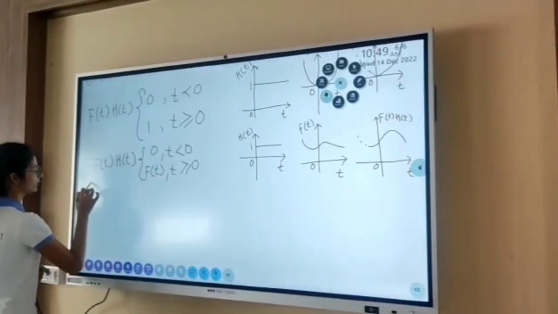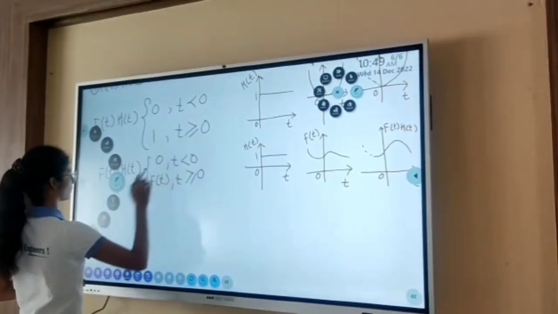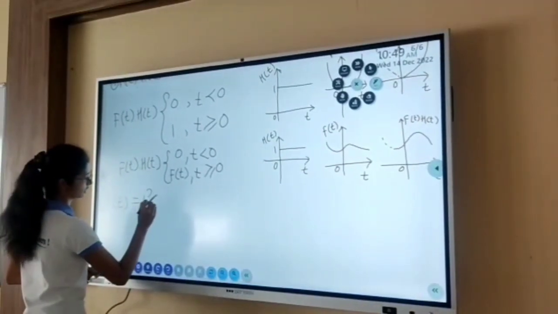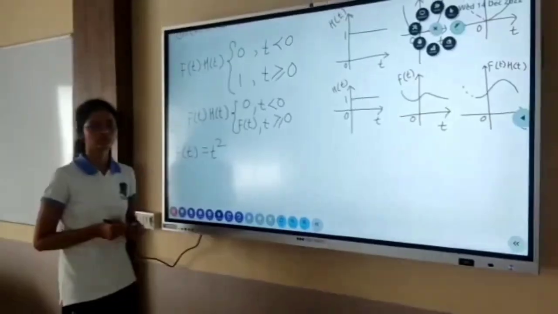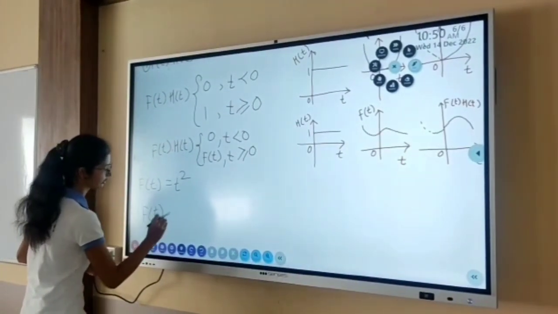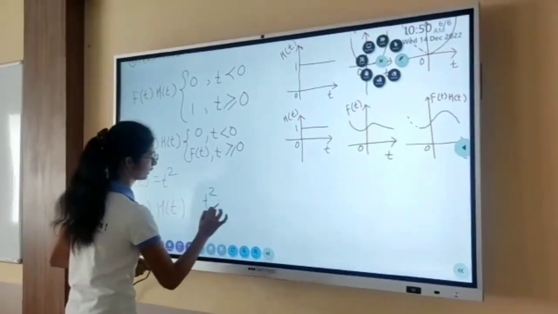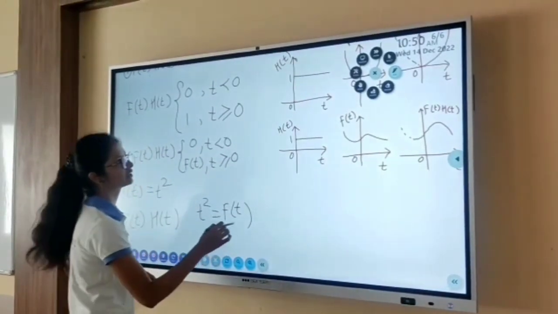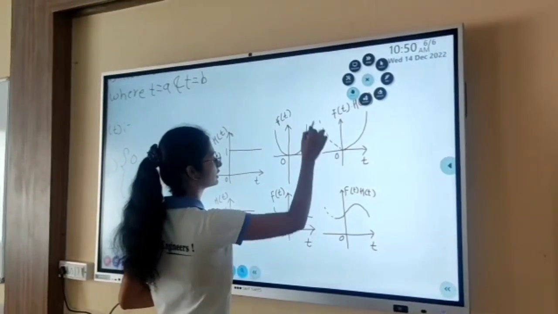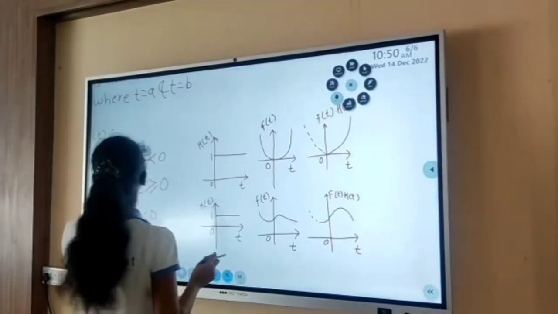Suppose f of t equal to t square, then the parabola of f of t into h of t; both the curves of the parabola are the same, then t square equal to f of t. Here we can see that the dotted part shows the cutoff of f of t into h of t.